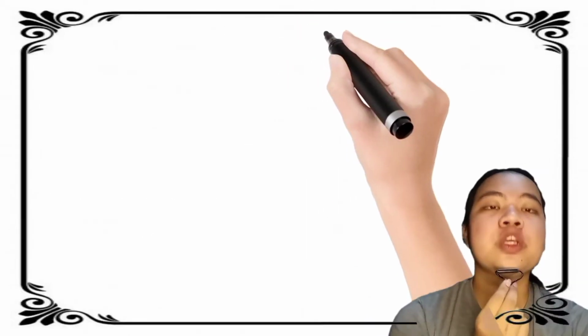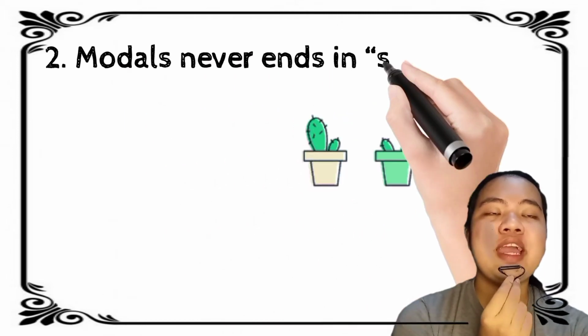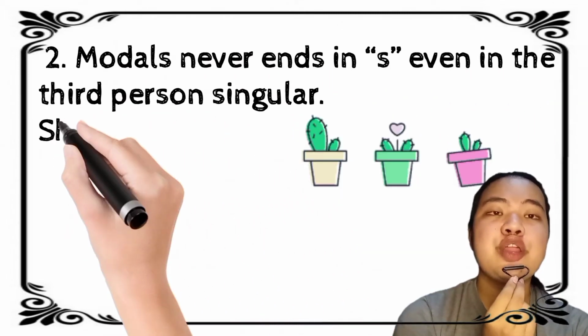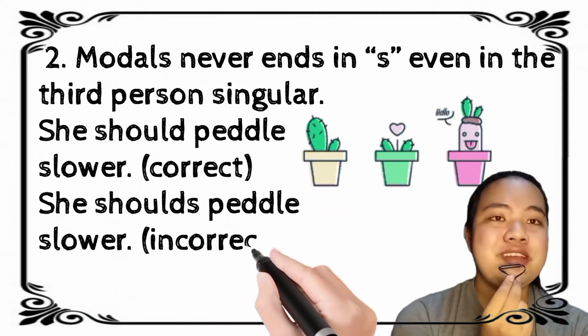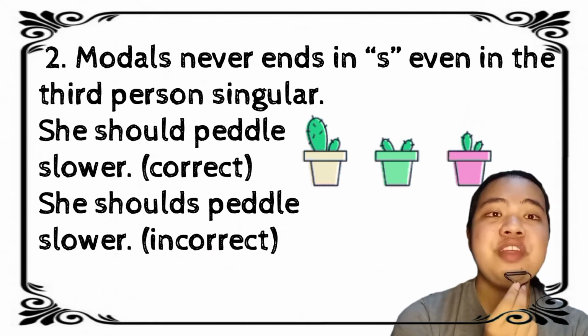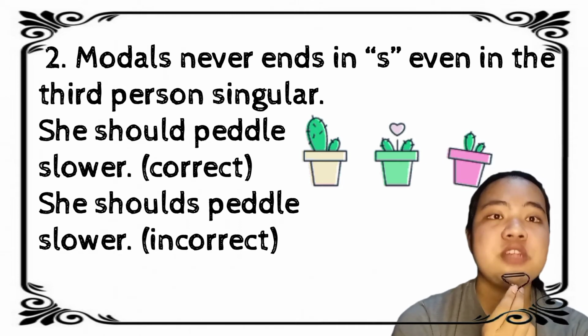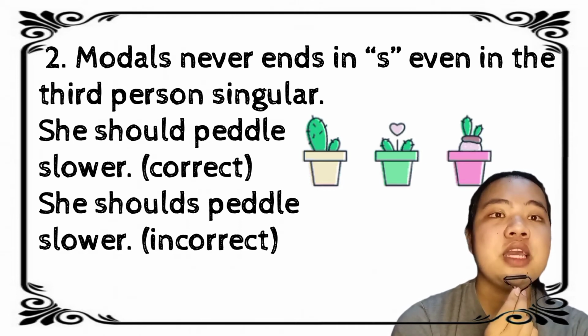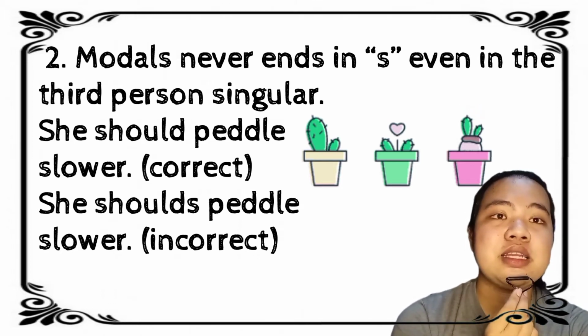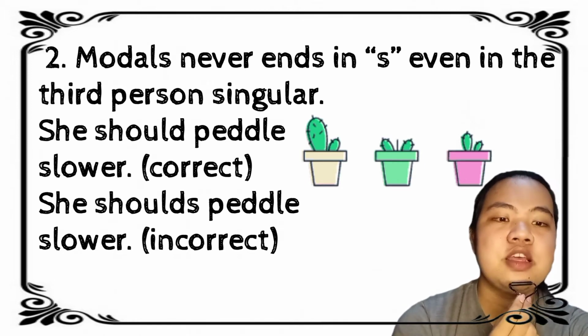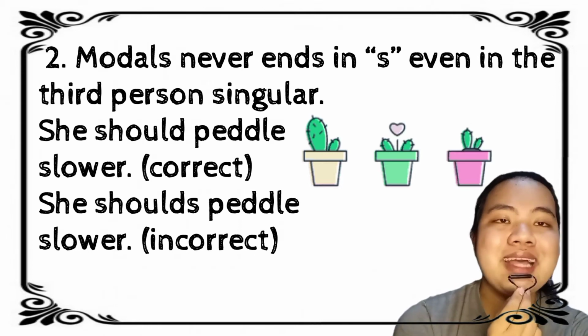Okay? Rule number 2, modals never end in S even if the subject is third person singular. So, ang pasabot ani class kay kung third person singular pa na siya, ang modals never mag-end og S. Like for example, she should pedal slower. So this sentence is correct, kay third person singular ang gamit, ang modal nga gigamit sa sentence kay without S. And the next example is, she shoulds pedal slower. So obviously this sentence is incorrect kay nagamit siya og S sa modal.